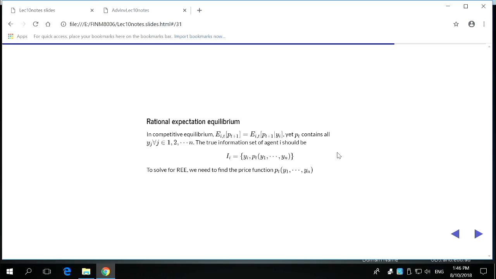So this is sort of tail wags the head, right? This is like a loop of logic. The price depends on the information, and my information depends not only on my own information, but also on the price, which reflects all of yours. So now what we are trying to solve is no longer a price. It's a price function, because it's a function of all the information in the market.